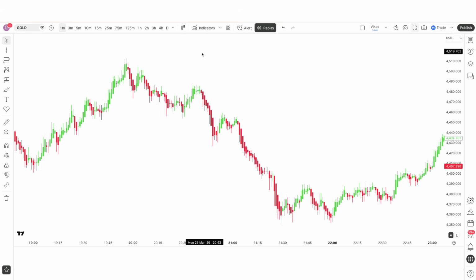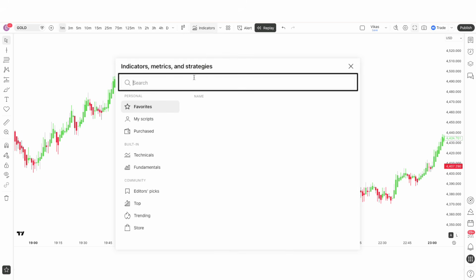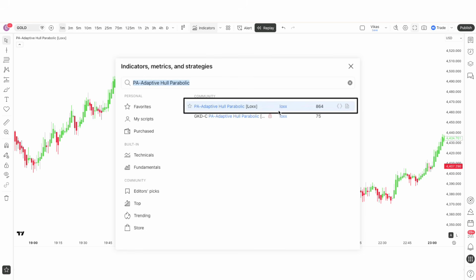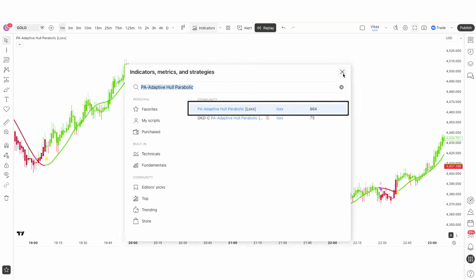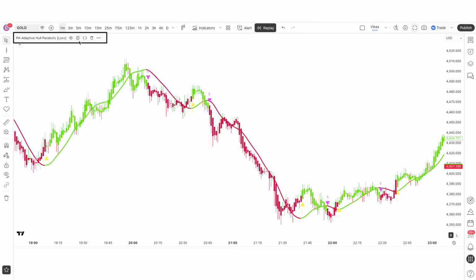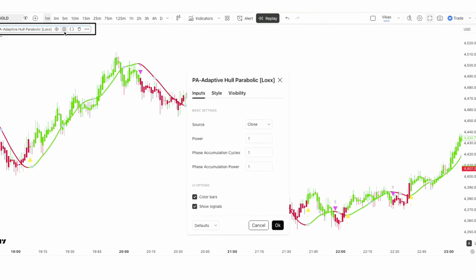Next, you'll want to find those magic indicators. Head over to the Indicators tab and search for the PA Adaptive Hull Parabolic. Select the indicator made by LOX and add it to the chart. Now the indicator settings change for perfect signals.